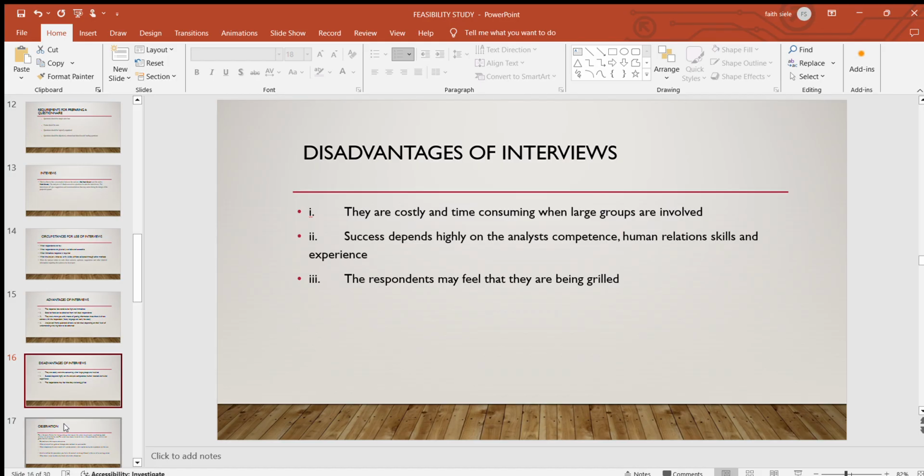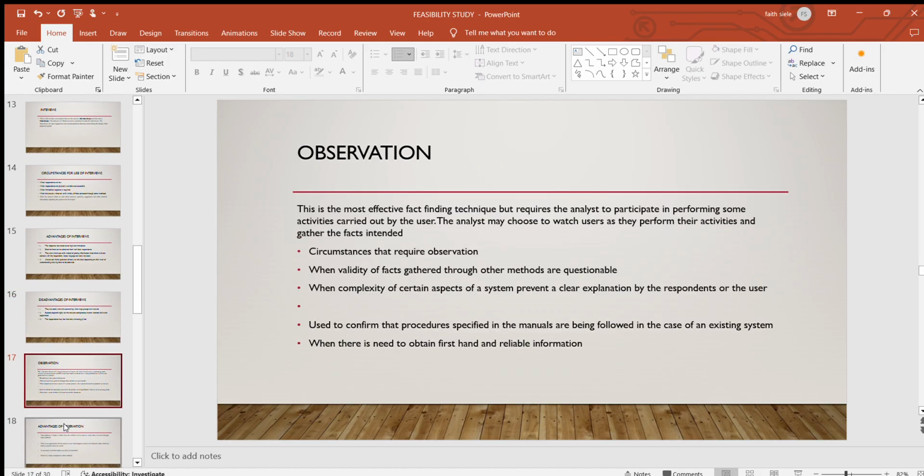Next, I'd like us to look at observation. When you talk about observation, this is the most effective fact-finding technique, but it requires the analyst to participate in performing some activities carried out by the user. So here the analyst may choose to watch users as they perform the activities and even gather the facts intended from them as they perform those activities.